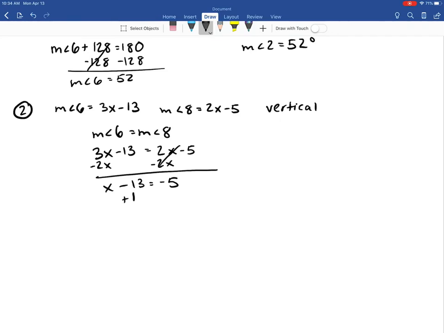And all my numbers to the other. So you get x is 8.